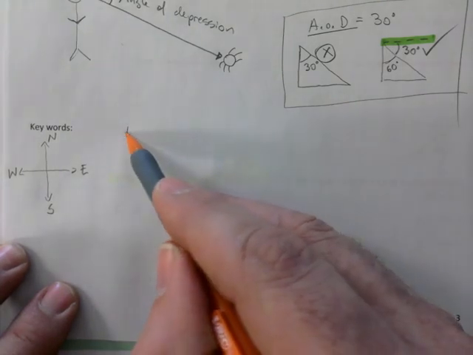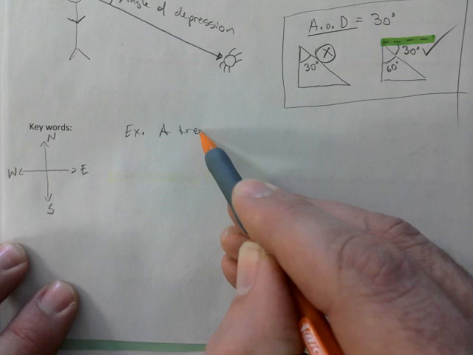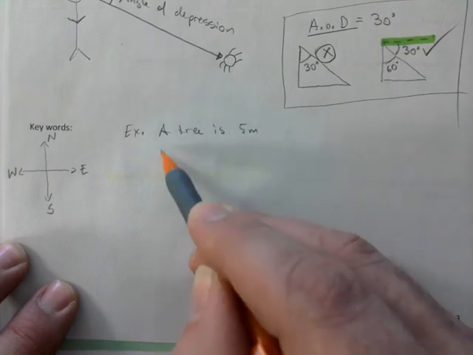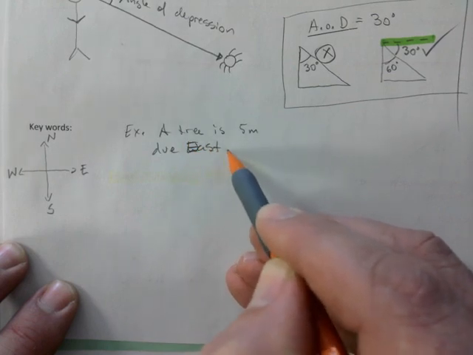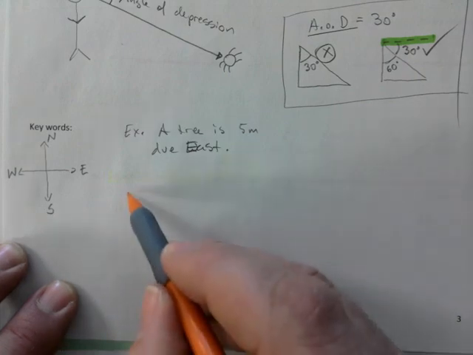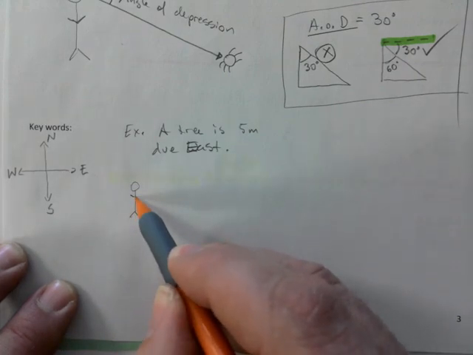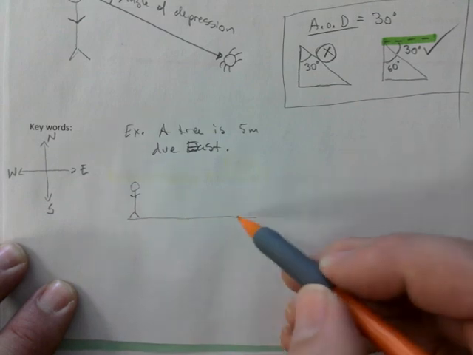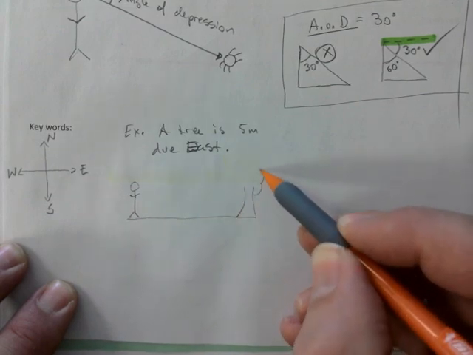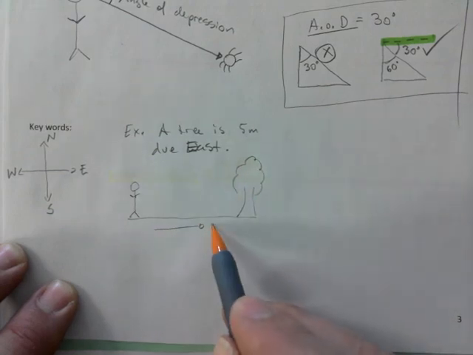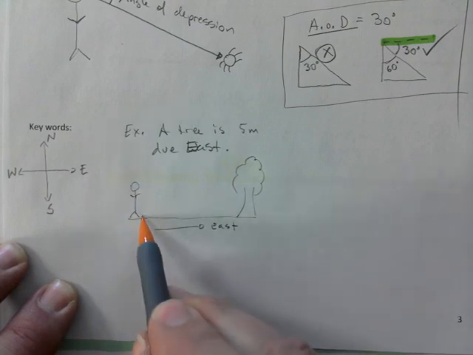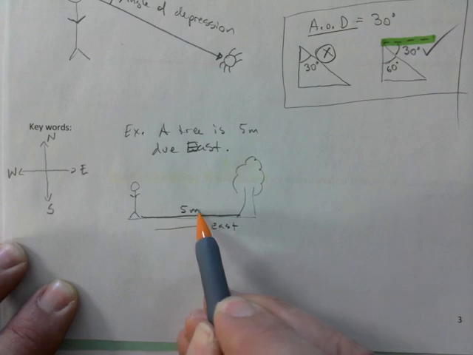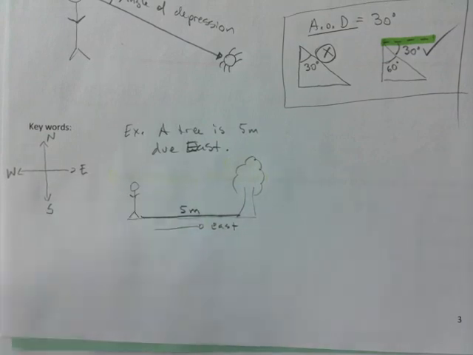So for example, a tree is 5 meters due west. Oh, sorry, east. I meant to say east. If a tree is 5 meters due east of you, then you should understand that the tree is east of you, to the right of you. And there would be a 5 meter distance, right? 5 meters here. Obviously, they'd have to give you an angle. All of that would have to apply there.